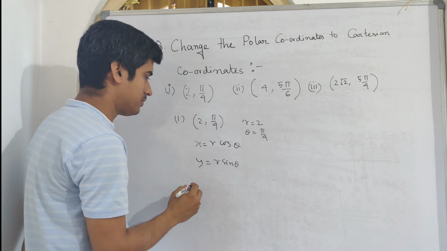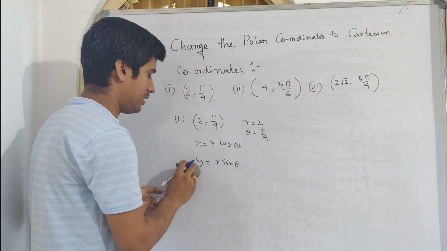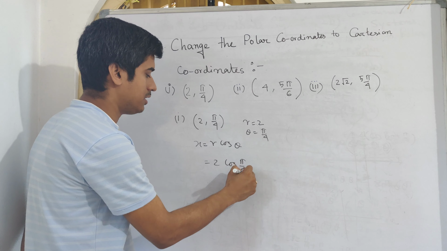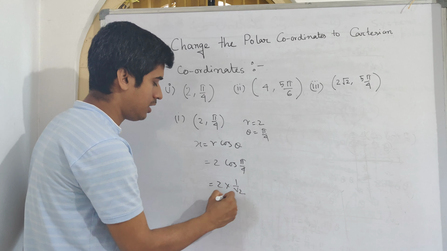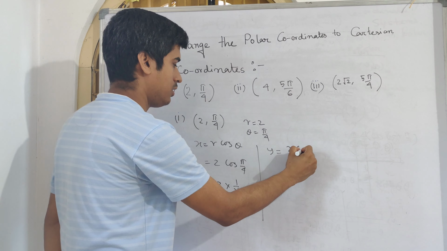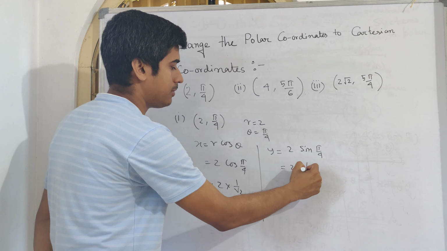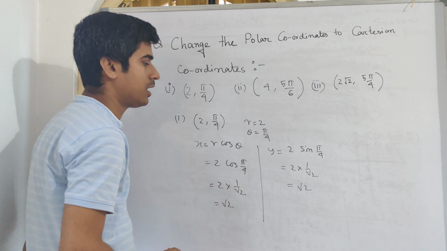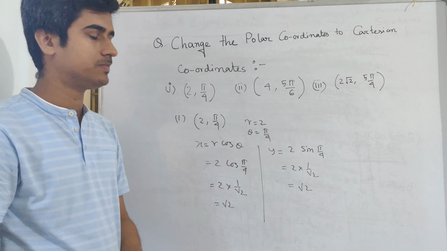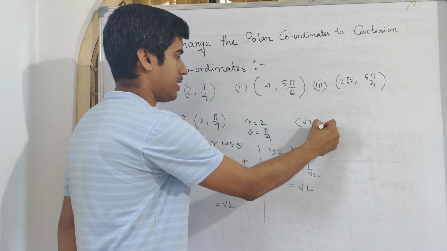So putting the value of r and theta, we will get x equals 2 cos pi by 4, that is 2 into 1 by root 2, equals root 2, and y equals 2 sin pi by 4, that is 2 into 1 by root 2, equals root 2. We know the values of cos pi by 4 and sin pi by 4, both are 1 by root 2. So the Cartesian coordinate of the given point is (root 2, root 2).